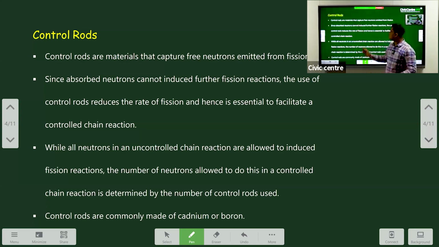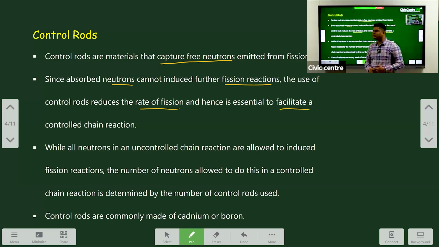So these control rods are the materials that capture the free neutrons emitted from the fission. The neutrons which are absorbed by these control rods cannot be induced into further fission reactions, and the use of the control rods reduces the rate of fission. Because we are able to control the number of free neutrons, we will be able to control the rate of fission, and hence it is essential to facilitate a controlled chain fission reaction inside the reactor.